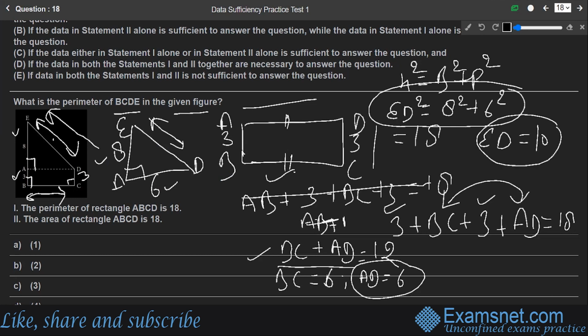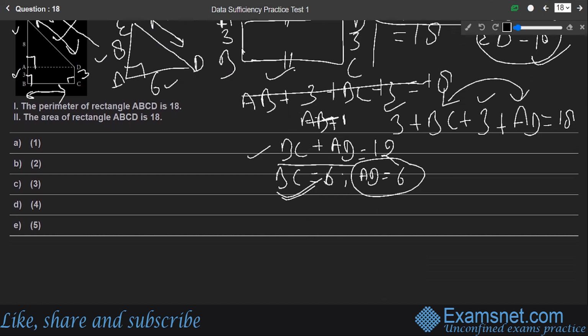As soon as we get ED, we can answer the perimeter of BCDE. DE value has come to be 10 and BC we had already calculated to be 6. So the perimeter becomes 10 plus 6, that is 16. So clearly statement number 1 is completely sufficient to answer the question.